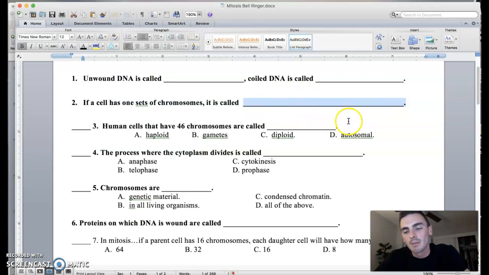We haven't learned yet about this, but usually your sex cells are the only thing. For males, that's sperm cells. For females, that's egg cells. Usually those are the only haploid cells because we're passing on one half of our genetic information.